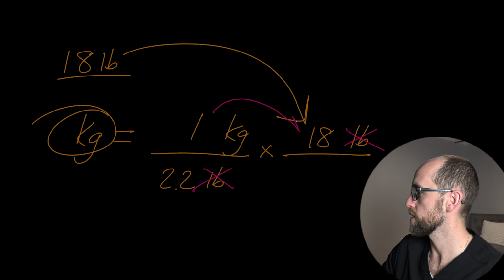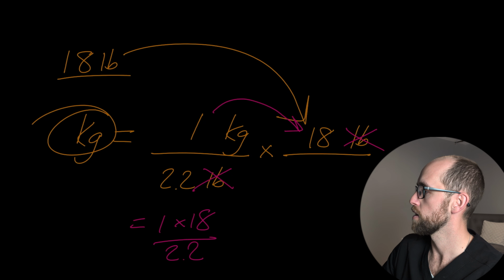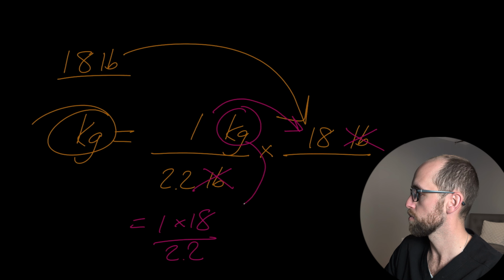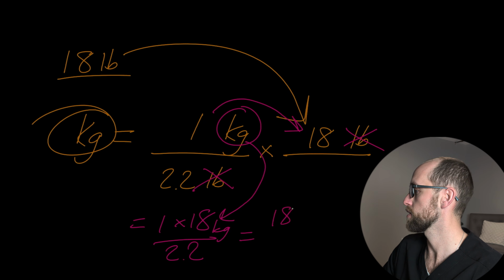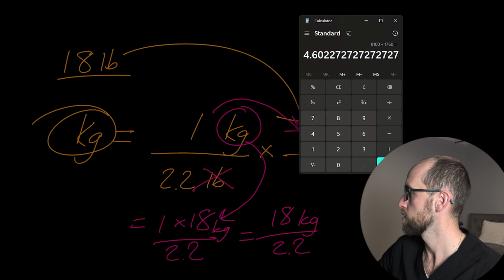So 1 times 18 over 2.2. And then kilograms will come down here too. So that's 18 kilograms divided by 2.2, which, if we do our math real quick, let me pull up my calculator.